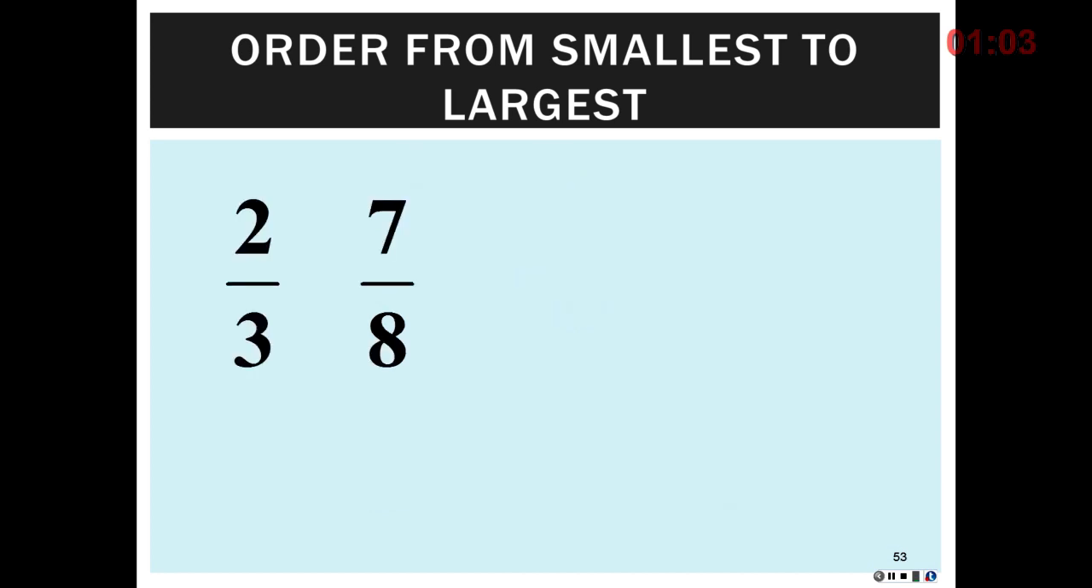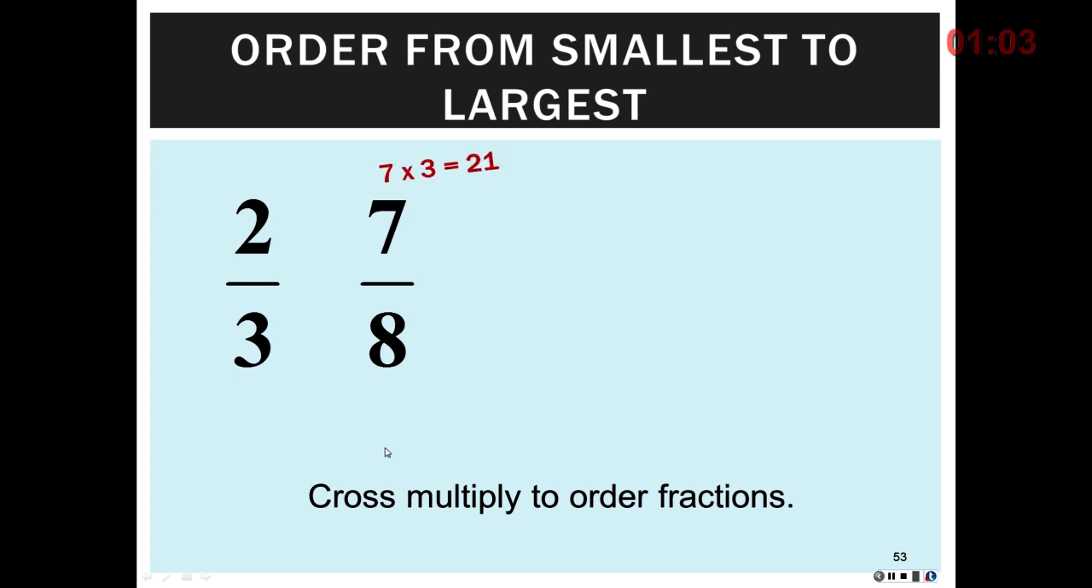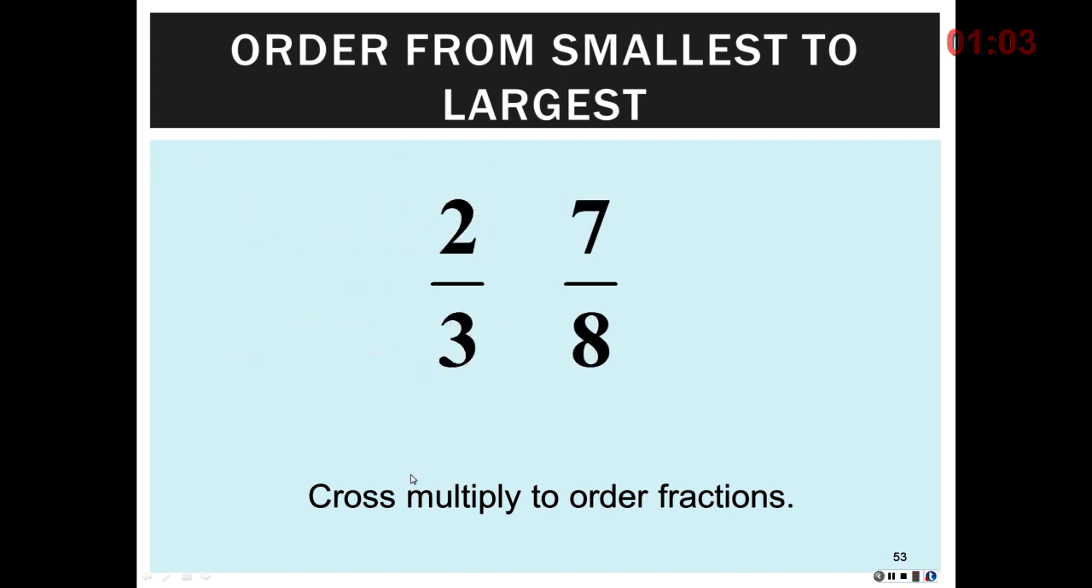Order from smallest to largest. Which one is first? 3 times 7 is 21. Let me put them up here. Maybe you guys can see it. My goodness. Okay. Don't do that because you guys are not responding in the right way here. Okay.